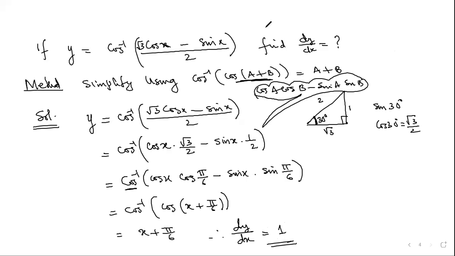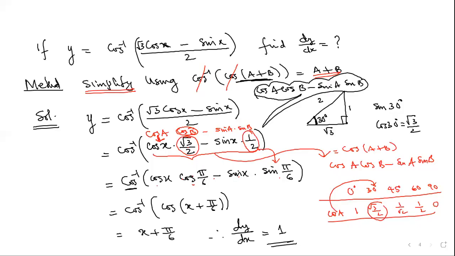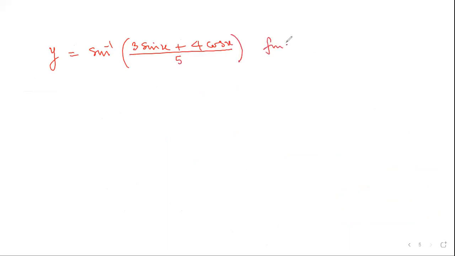I hope you are getting the idea of doing this type of problem. All of you ready? Can we take the next one? Yes, sir. Now I'm going to teach you another type. y equals sin inverse of (3 sin x plus 4 cos x) divided by 5. Find dy by dx.